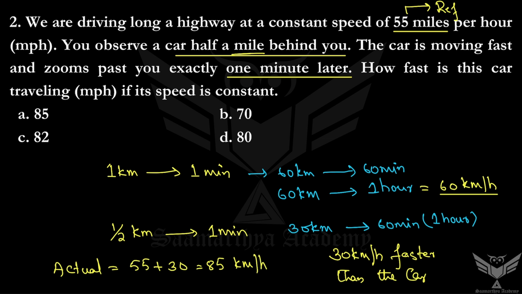Because the car which is overtaking is 30 kilometers faster than the car which is running at 55 miles per hour, 55 plus 30 will give you 85. So that's my answer.